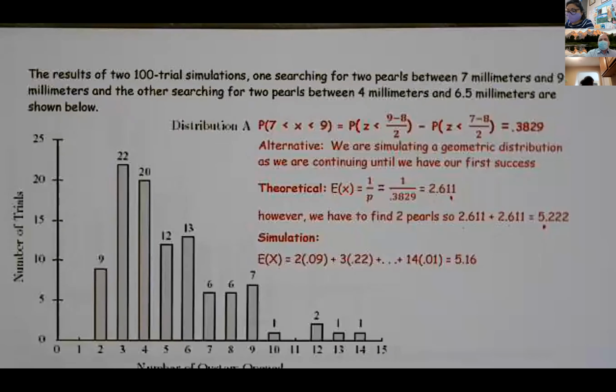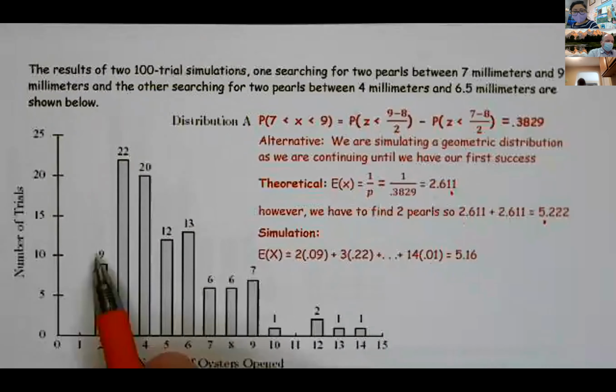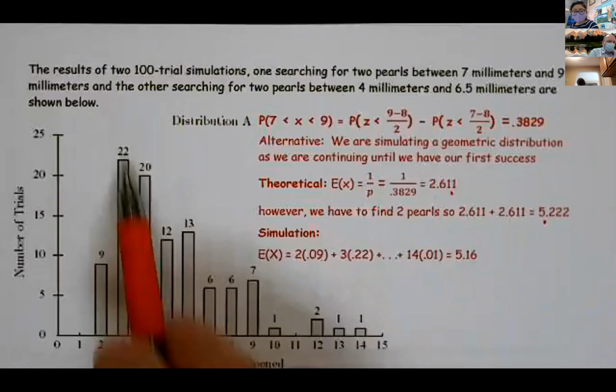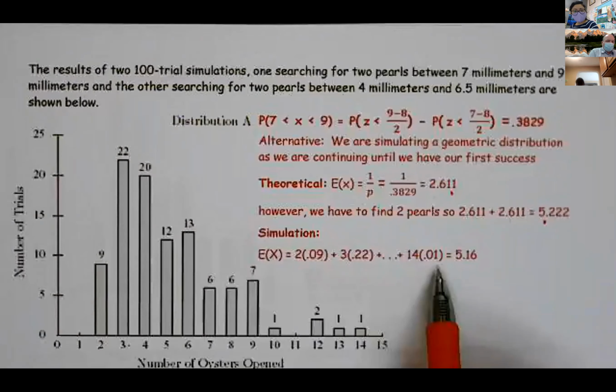So, what do I expect to hear? Well, look at this. The expected value. You do need to pay attention to this because I will ask about this in a moment. 2 times 9 divided by 100, because there was a 100 trial simulation. So there's a 9%. 3 times 0.22, 4 times 0.2, 5 times 12, etc. This would be your work shown.